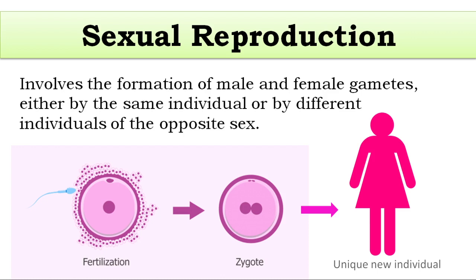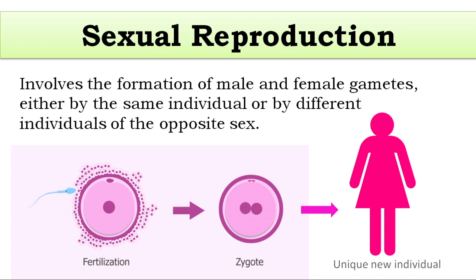Hermaphrodites, an individual who can produce both male as well as female gametes. For example, the earthworm. Right, earthworm, it has both male as well as female reproductive organs, and they can produce both male gametes as well as female gametes. Right, so it is a form of sexual reproduction.